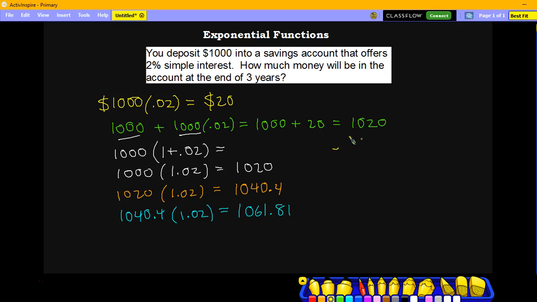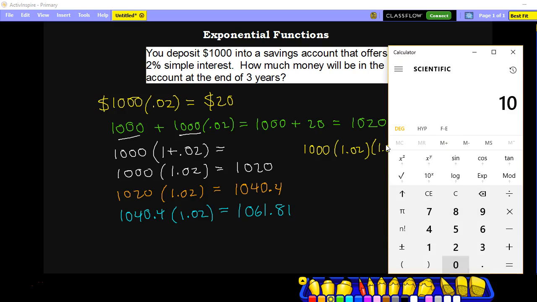We could take the original 1,000 and multiply by 1.02, and then just take that result and multiply it by 1.02, and then take that result and multiply it by 1.02. In other words, I didn't have to keep writing the end balance for each year. And just to double check, let's see if that actually works.